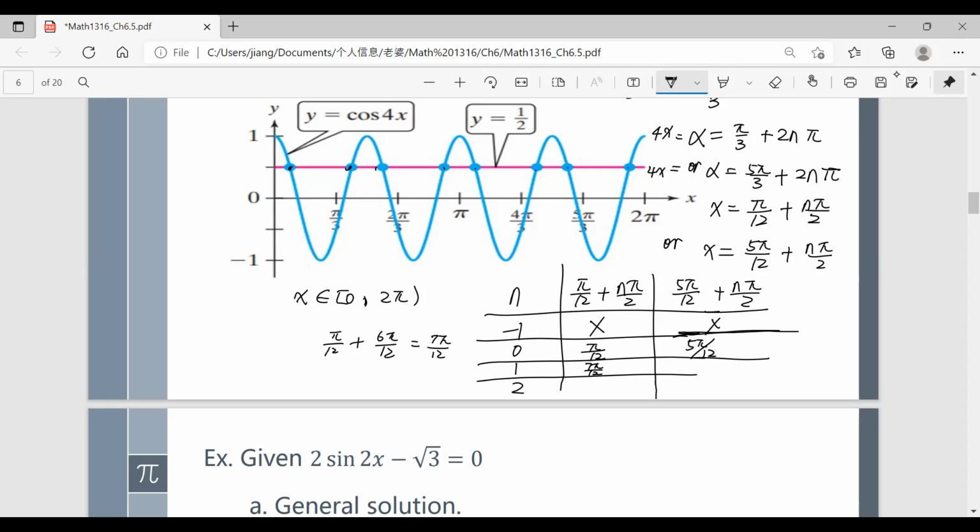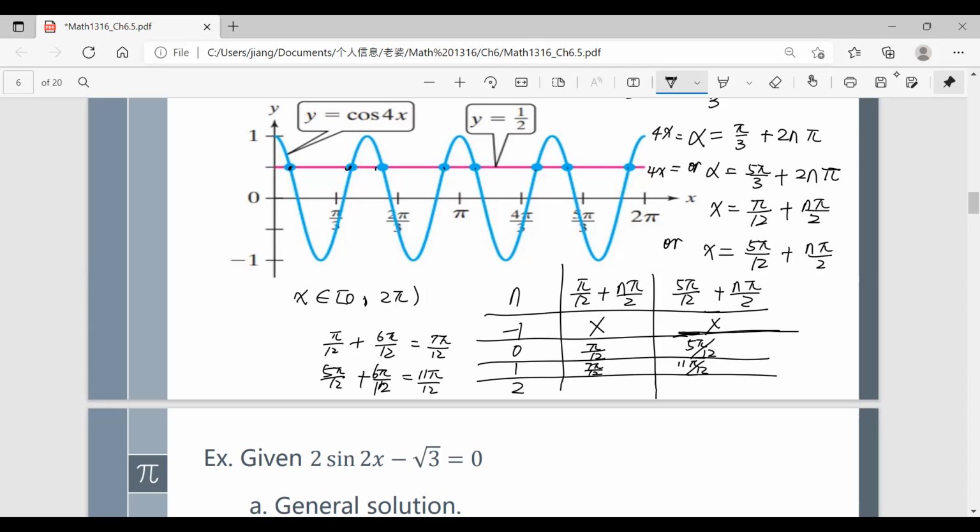How about this one? This one is 5 pi over 12 plus n equals 1, which is pi over 12 plus pi over 2. Pi over 2 is 6 pi over 12. This one is 11 pi over 12. So 11 pi over 12.